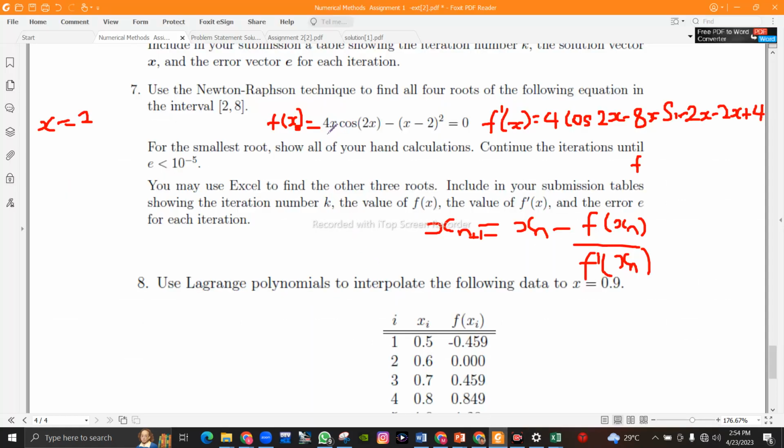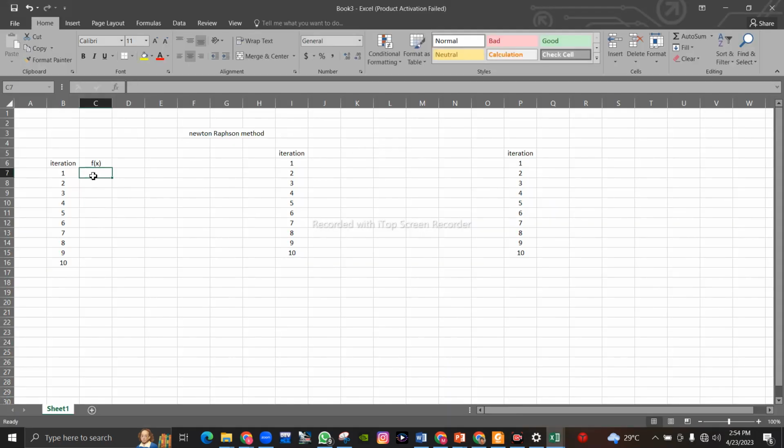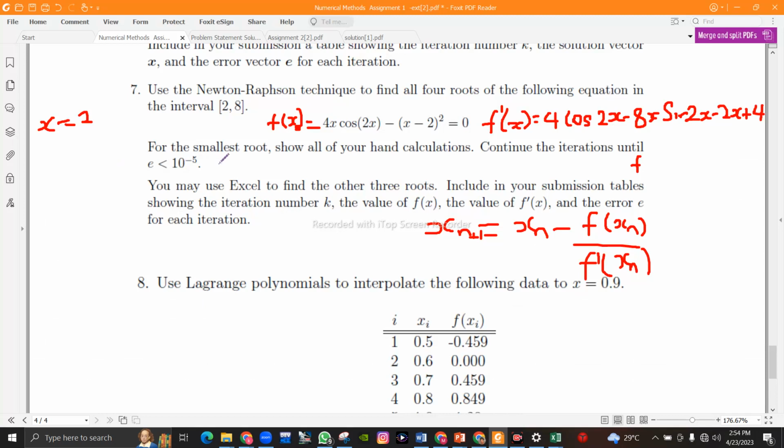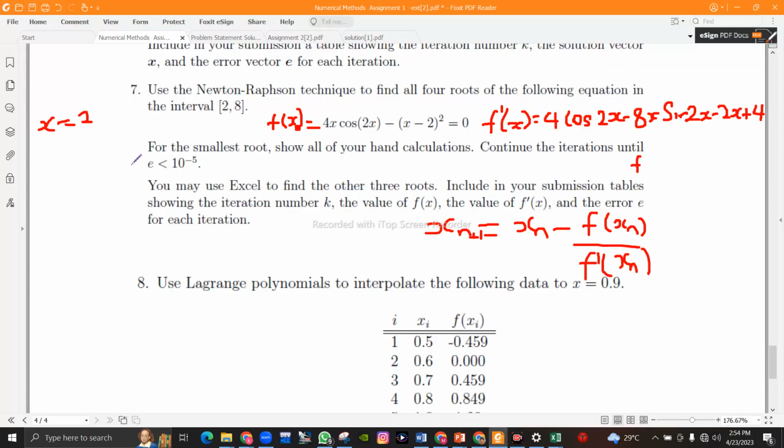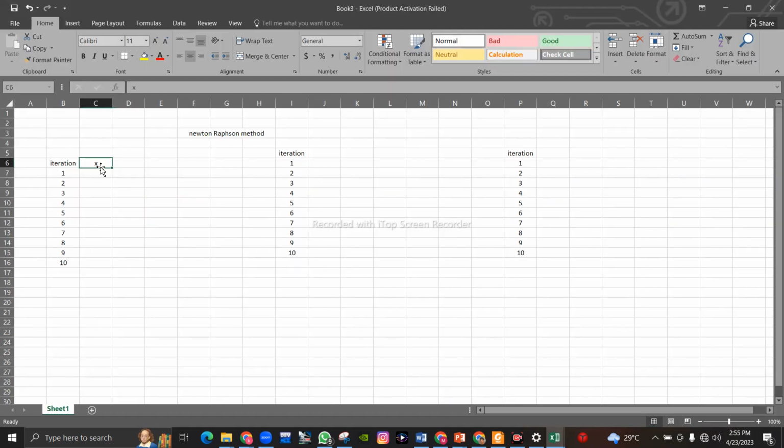That was 4x cos 2x. So now, let's write the equation here. Before we can find the value, that means we need x first. We need the initial guess. So let's call this x, the initial guess, or the iteration answer that we got. Or where do you want to put the iteration, the error? Okay, this will be the initial x, and the one that we're looking for will be the final x.